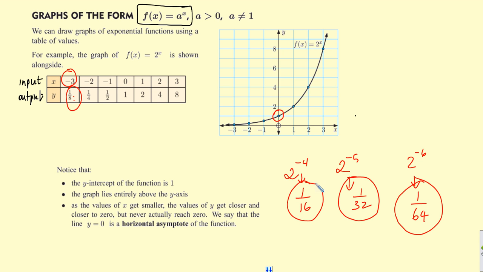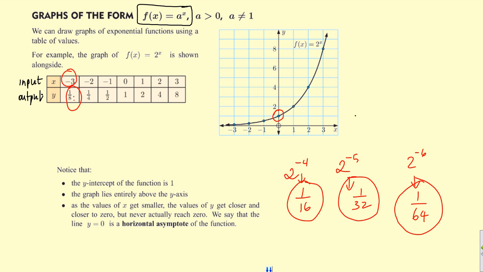So there is no number that is ever going to make that go to less than 0 or even equal to 0. So what we end up having here is that our graph not only is above the y-axis, but we also have a horizontal asymptote. Remember that the horizontal asymptote is that line where the values of y get closer and closer to 0, but they never actually reach 0. So we say that the line y equals 0 is going to be the horizontal asymptote of the function.